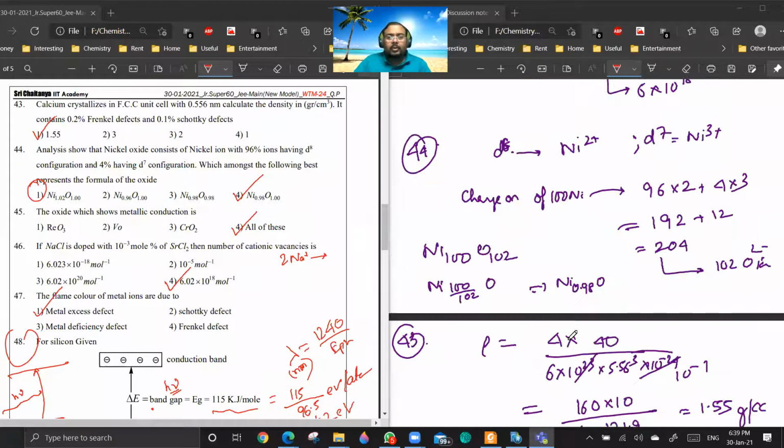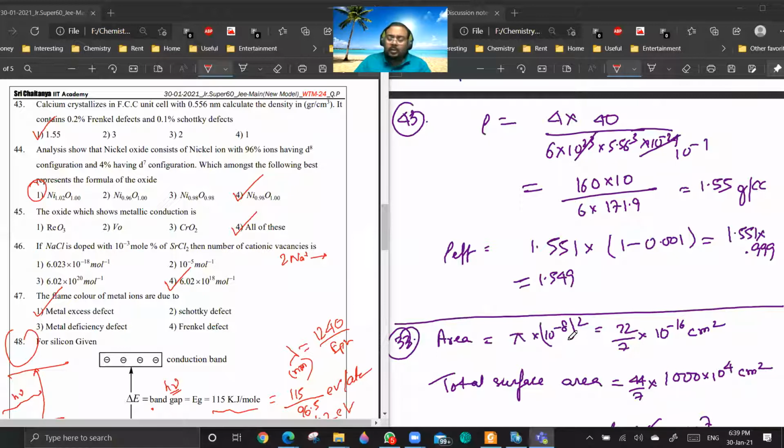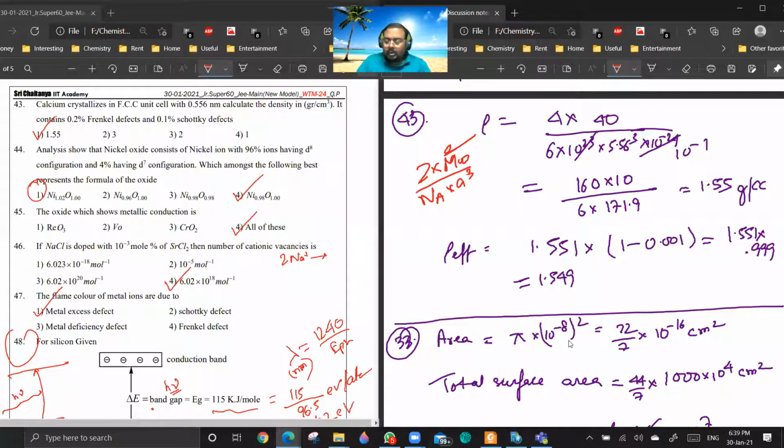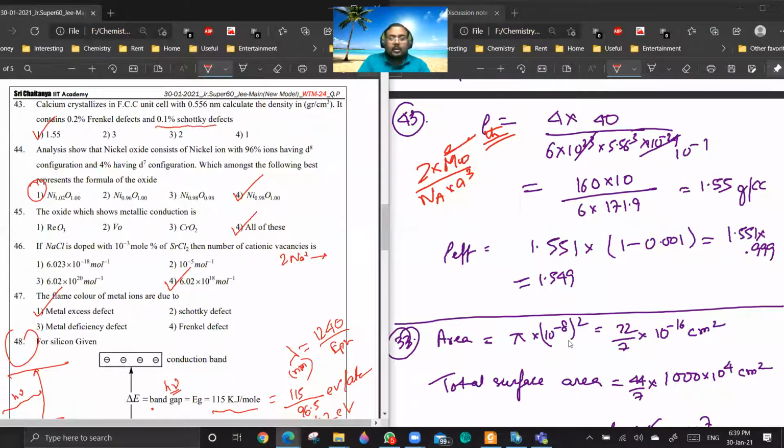Okay. See, first you have to calculate density, which is basically Z into MW by NA into a cubed. That will give you the theoretical value of density. Now, since it contains Frenkel as well as Schottky effect, the actual density will be slightly less than the theoretical density. Why? Because in case of Schottky defect, density decreases. Okay, so if you calculate, it will be coming out to be 1.551 gram per cc.